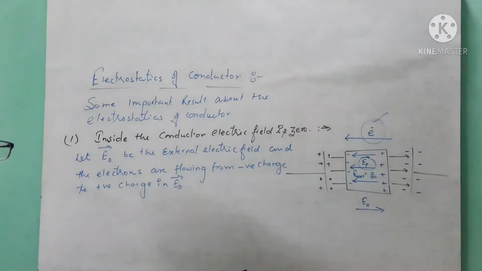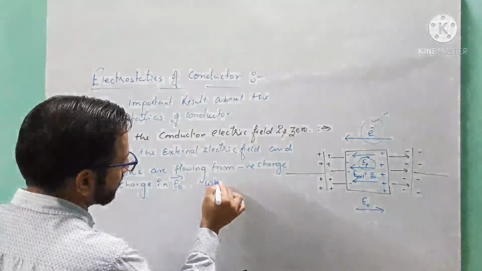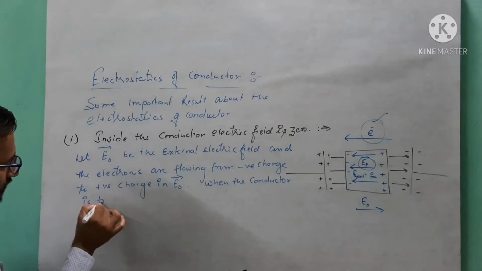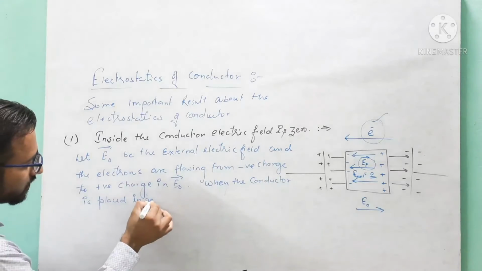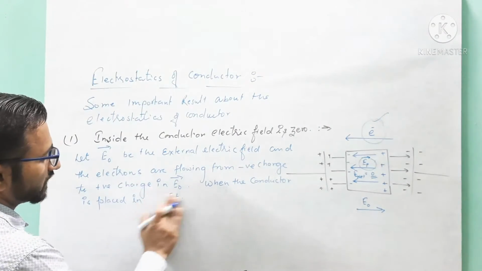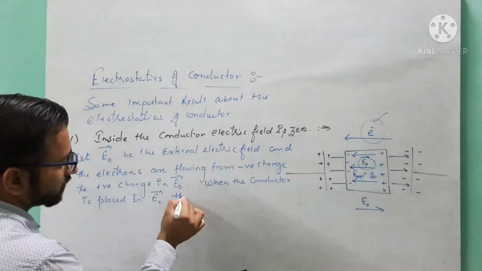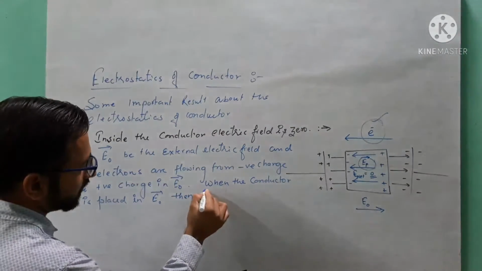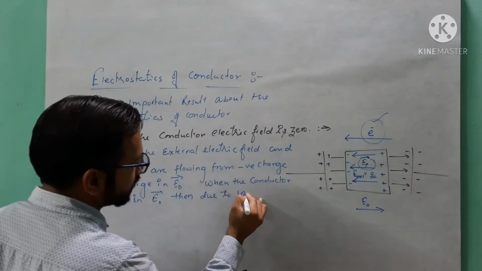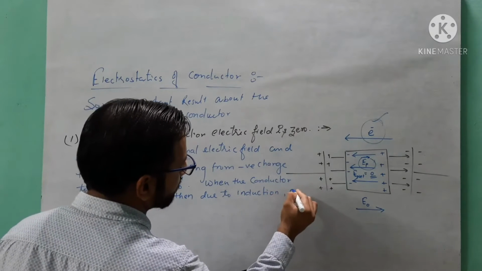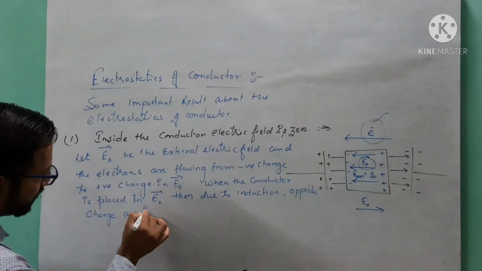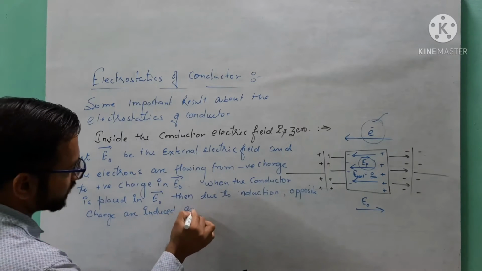In the external electric field, now when the conductor is placed inside it, means when the conductor is placed in electric field E0, then due to induction opposite charges are induced as shown in figure.